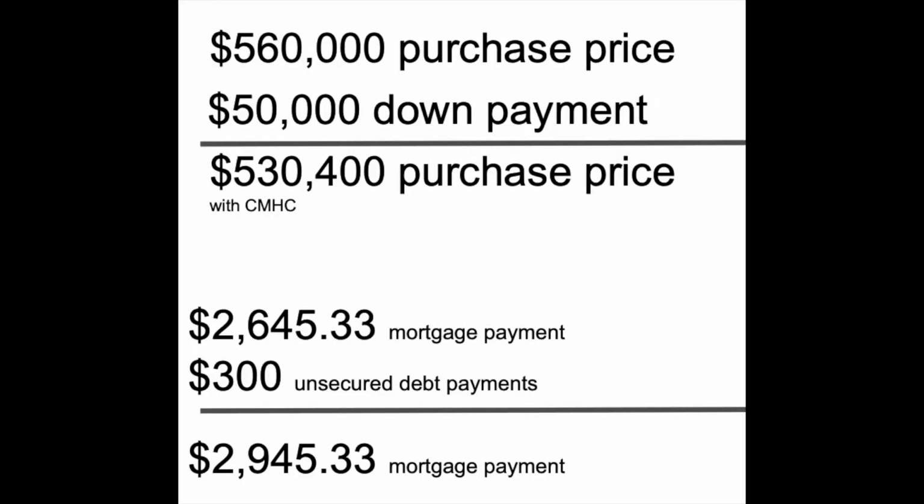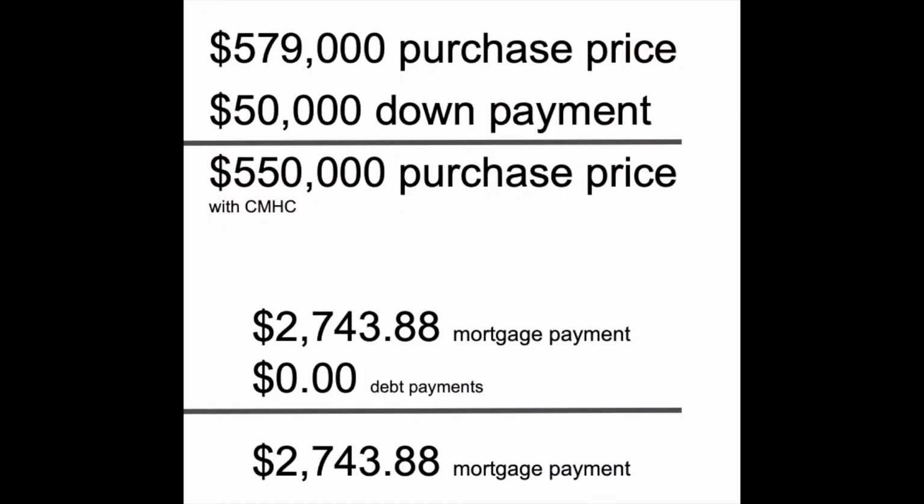The mortgage amount with the CMHC fee, because this is a high ratio mortgage, you're putting less than 20% down payment, your mortgage amount is $530,400. And so what does that do? That translates to a monthly payment of $2,645.33. And don't forget, you still have that debt, and we're going to assume it's $300. So at the end of the month, you're looking at $2,945.33.